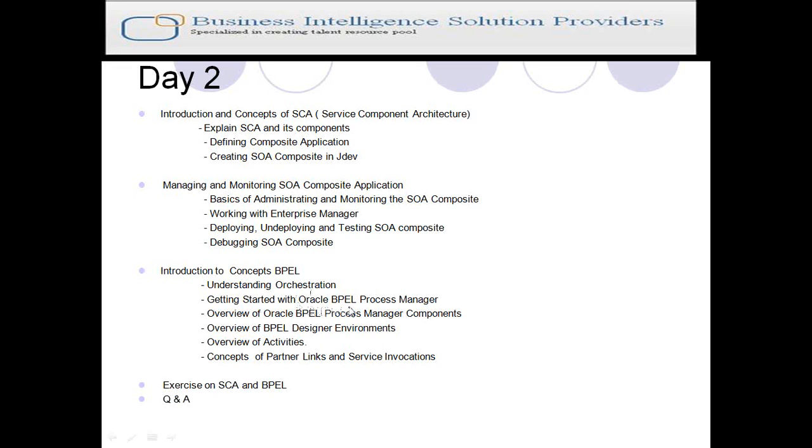We will talk about what BPEL Process Manager is. We will talk about the different components of BPEL, and the design environments. We'll talk about the different activities that you can perform, and a very important concept, partner links. On day two, we will also do a few little exercises on SCA and BPEL.